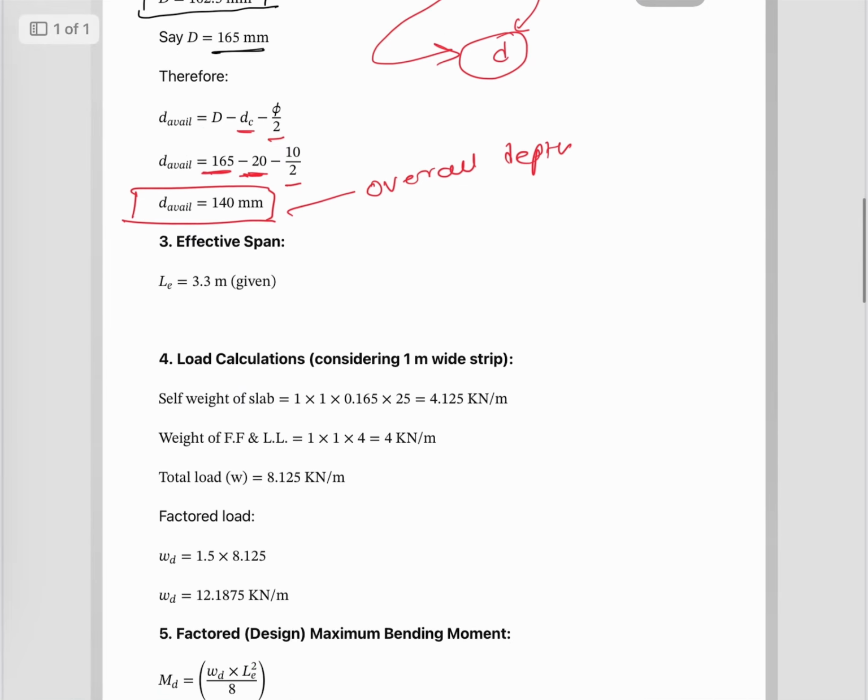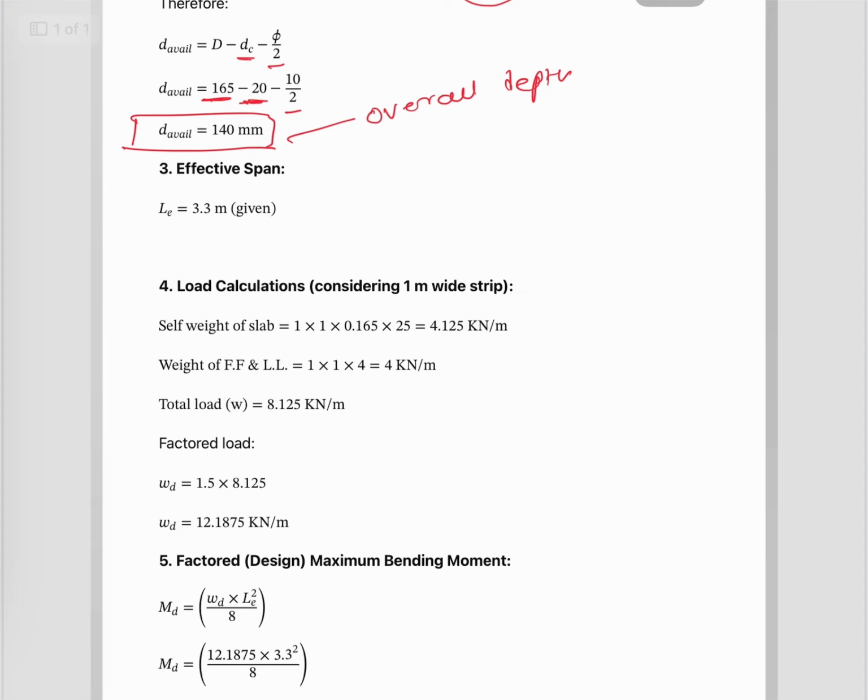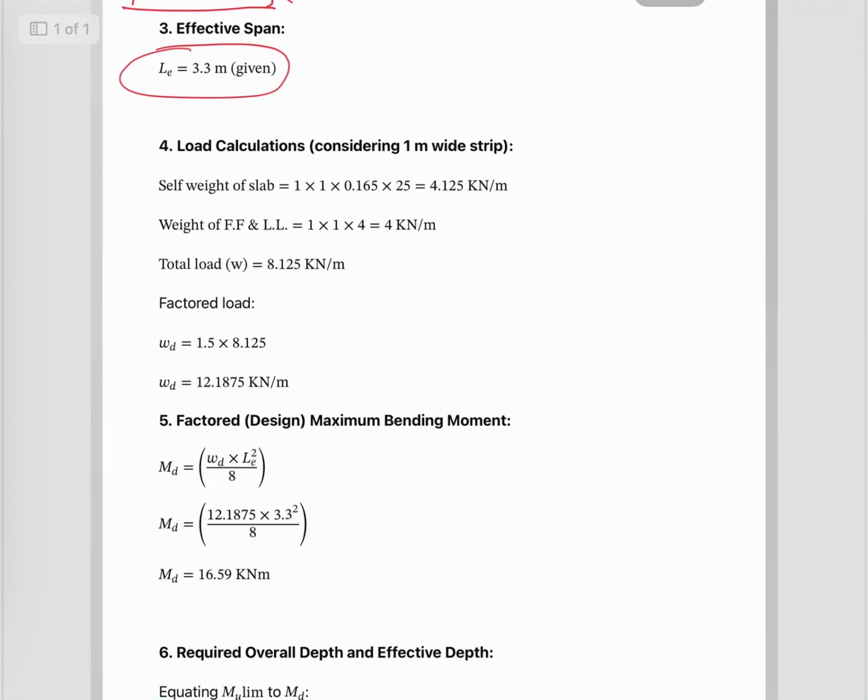Now let's understand the effective span calculation. Now we have an effective span of 3.3 meter as given. Okay, so this is the third step. The fourth step is load calculation. So we are considering a 1 meter wide strip.